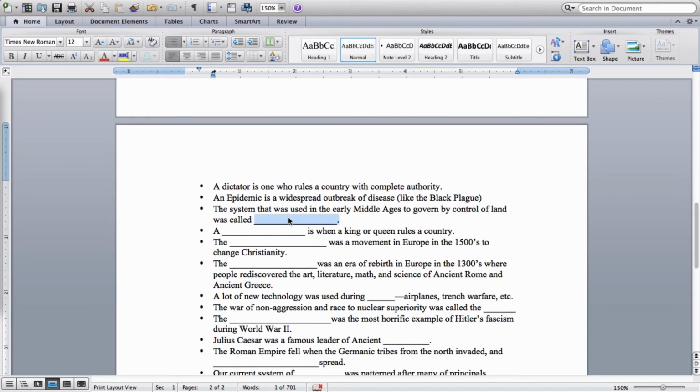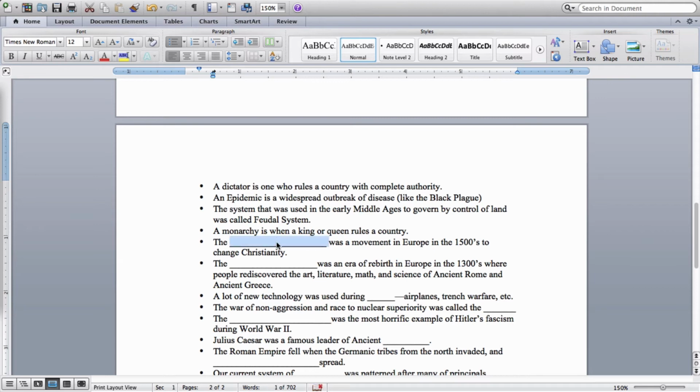The system that was used in the early Middle Ages to govern by controlling land was called the manor system. Or actually, let me back up there. The feudal system. The manor system was within the feudal system, the land itself and how it was broken up. But the feudal system is where the king would give parts of his kingdom to nobles, who would then give parts of their land to knights, all in the promise of serving for the king if they went to war. A monarchy is when a king or a queen rules a country.